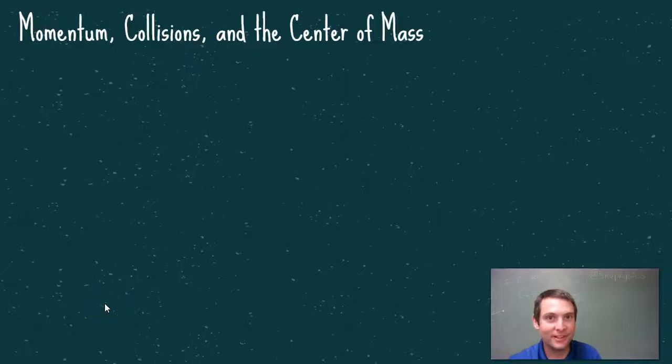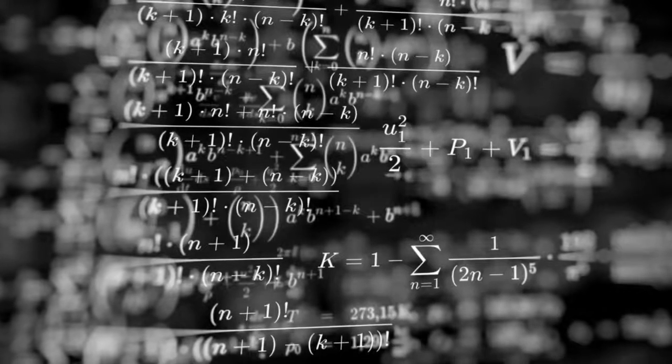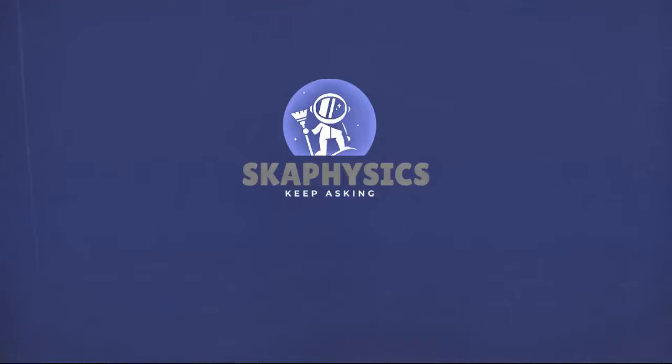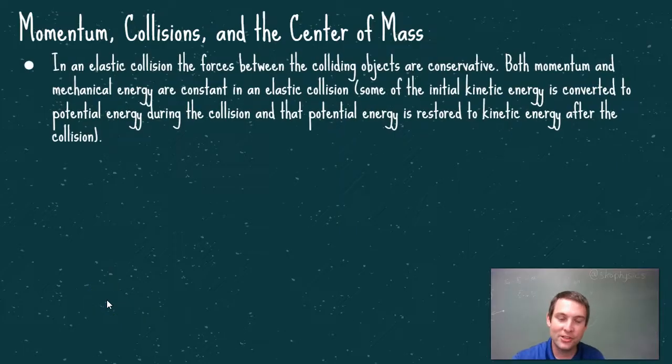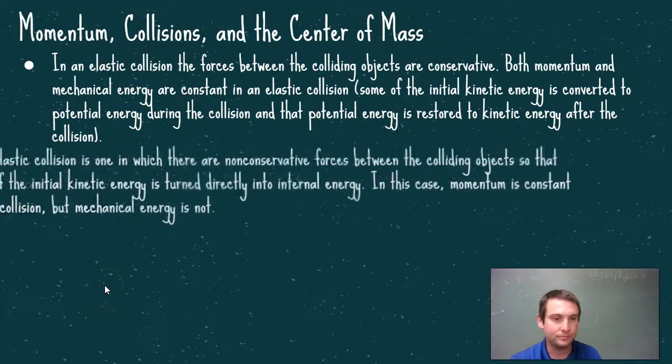Momentum is conserved in all collisions. In an elastic collision, the forces between the colliding objects are conservative. Both momentum and mechanical energy are constant in an elastic collision. Some of the initial kinetic energy is converted to potential energy during the collision, and that potential energy is restored to kinetic energy after the collision.